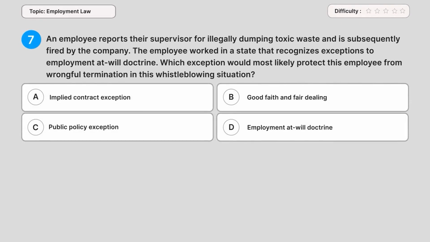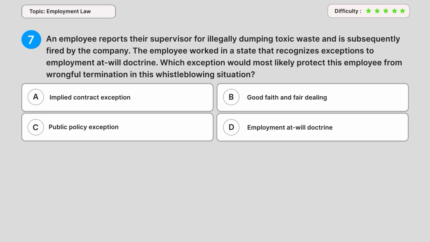7. An employee reports their supervisor for illegally dumping toxic waste and is subsequently fired by the company. The employee worked in a state that recognises exceptions to employment at will doctrine. Which exception would most likely protect this employee from wrongful termination in this whistleblowing situation?